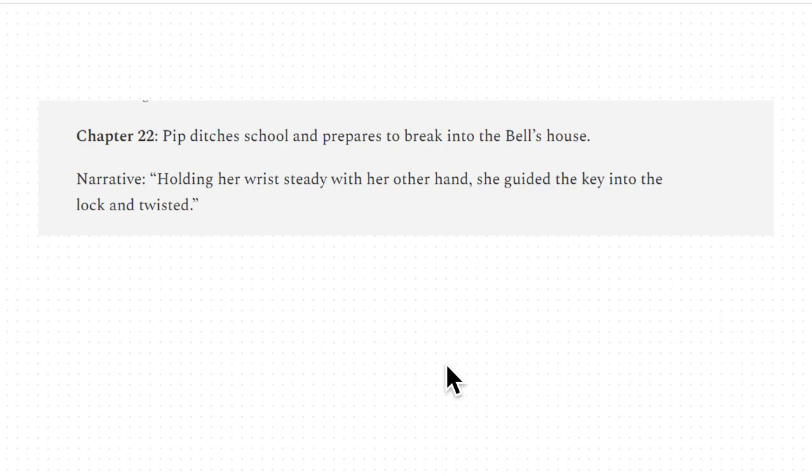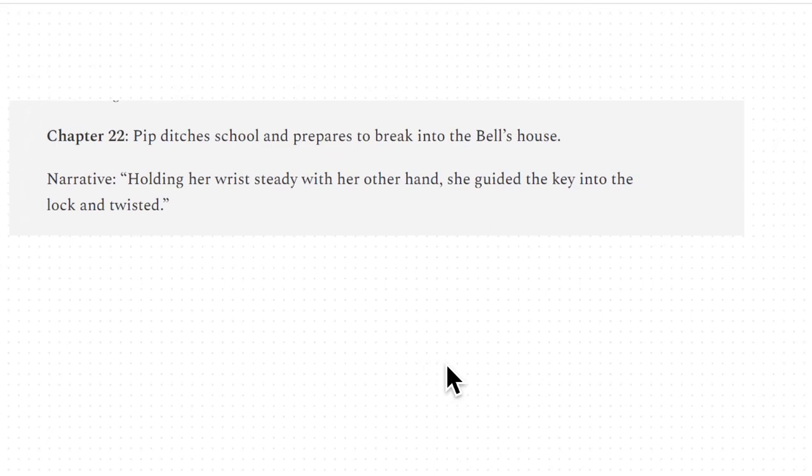If she and Ravi get caught, it will be very bad for Ravi. So we're about to have our new sub-goal here, which is to find the burner phone. We're going to do that by breaking into the Bell's house. And we need a little bit of stakes for this sequence, which are established right here.